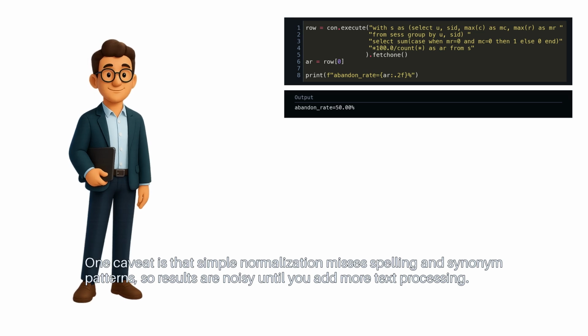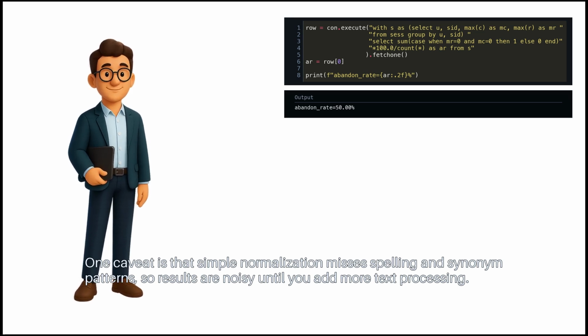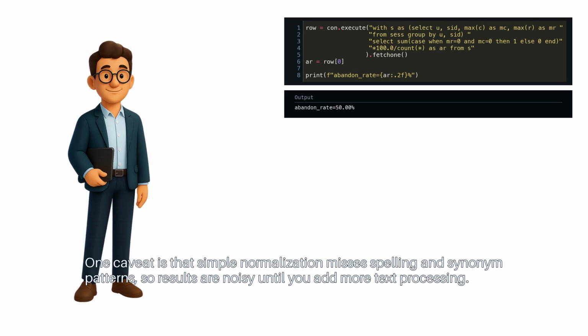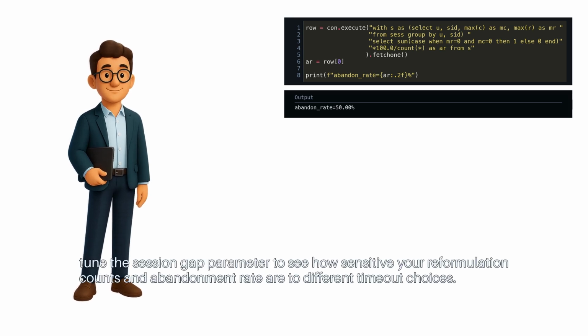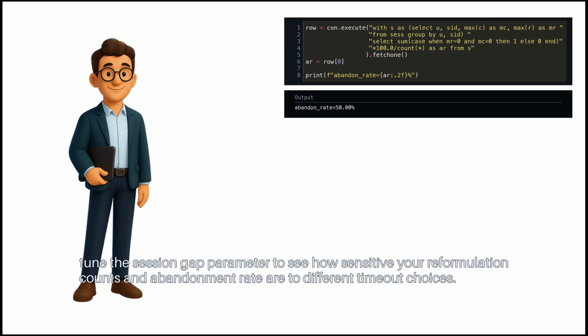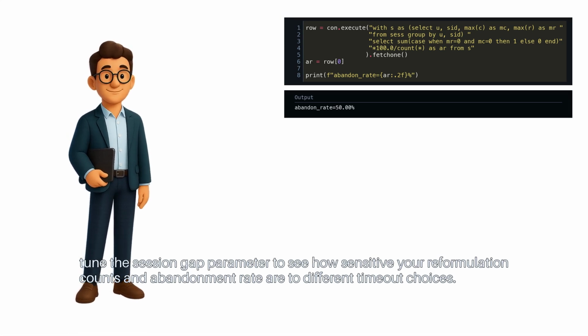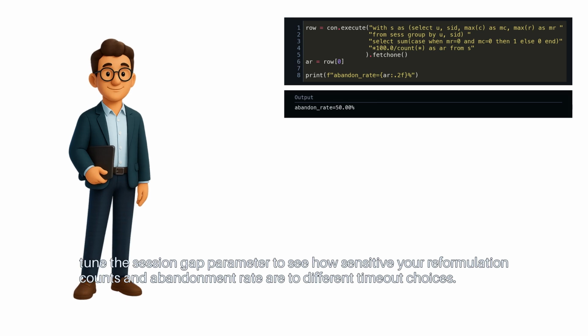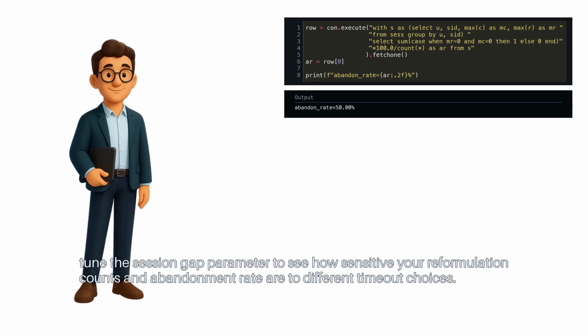One caveat is that simple normalization misses spelling and synonym patterns, so results are noisy until you add more text processing. Next, tune the session gap parameter to see how sensitive your reformulation counts and abandonment rate are to different timeout choices.